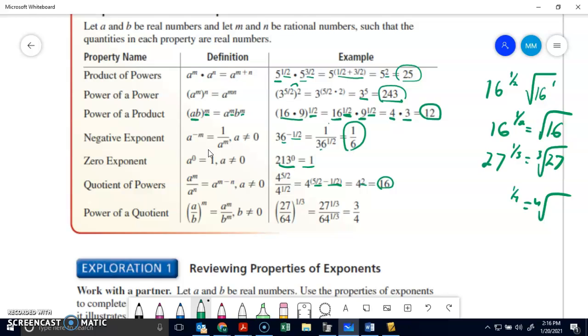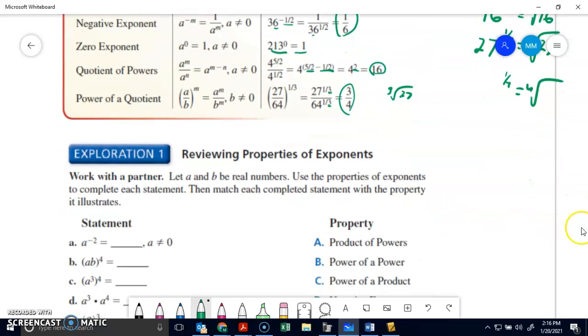And then this one, again, if there's more than one element being raised to an exponent, each element gets that exponent. So 27 to the 1/3, 64 to the 1/3. 27 to the 1/3. Again, 1/3 means cubed root from our property yesterday. The denominator is the index. So that's the cubed root of 27 is 3, cubed root of 64 is 4, and 3/4 is the answer. Okay.